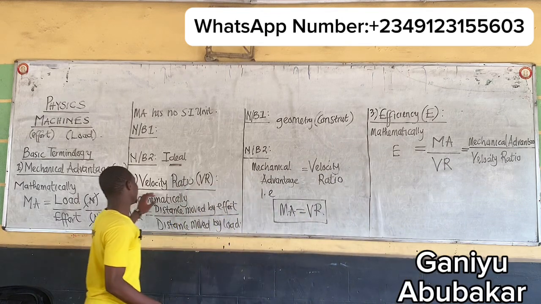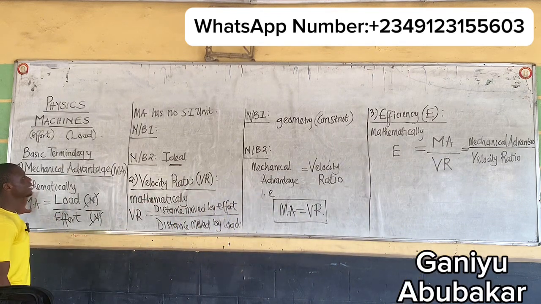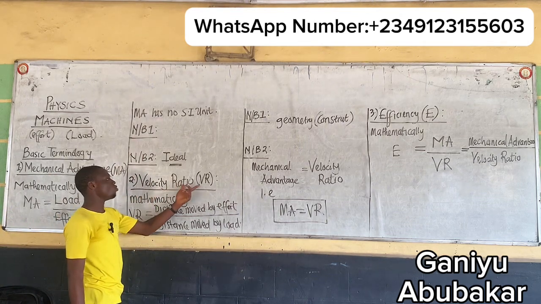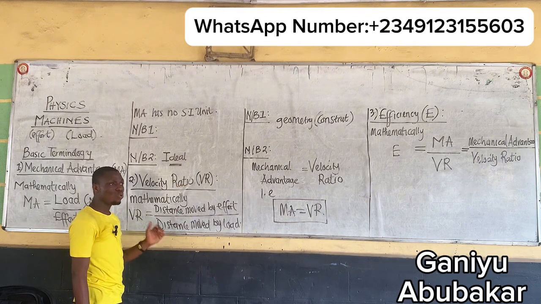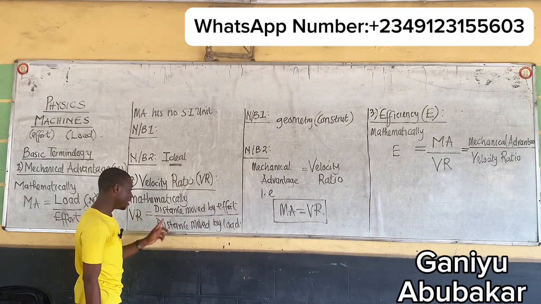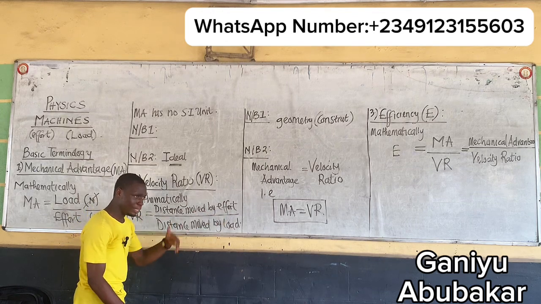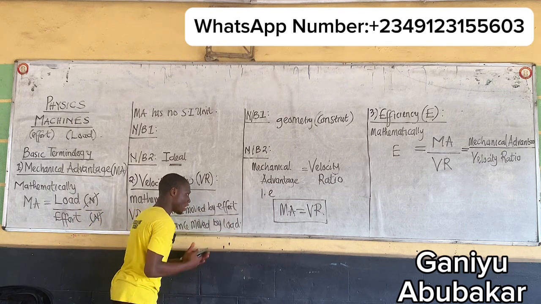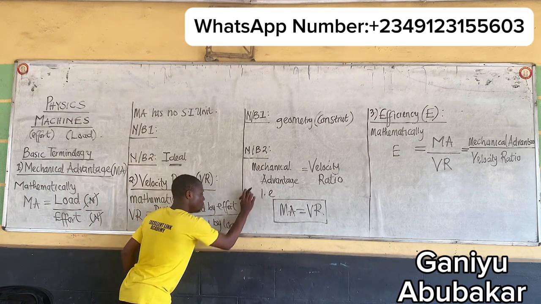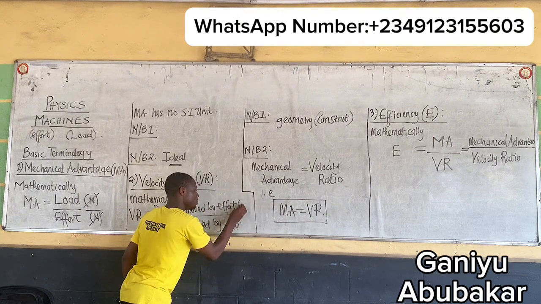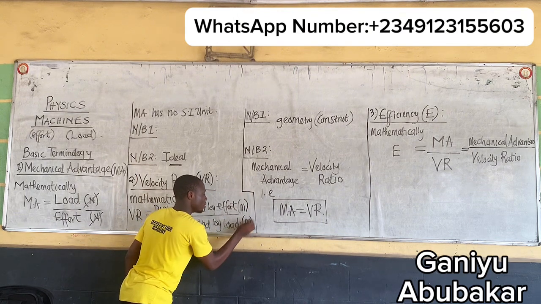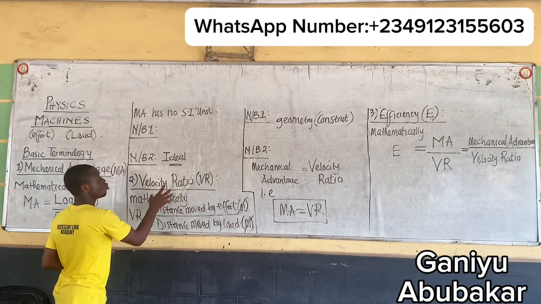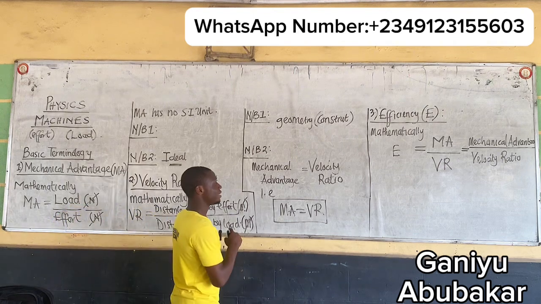Please note that I said mechanical advantage has no SI unit. Similarly, velocity ratio too has no SI unit. Why? It's easy. Distance moved by effort is in meters, distance moved by load is in meters. Meter will cancel meter, of course. So note that velocity ratio has no SI unit, please.